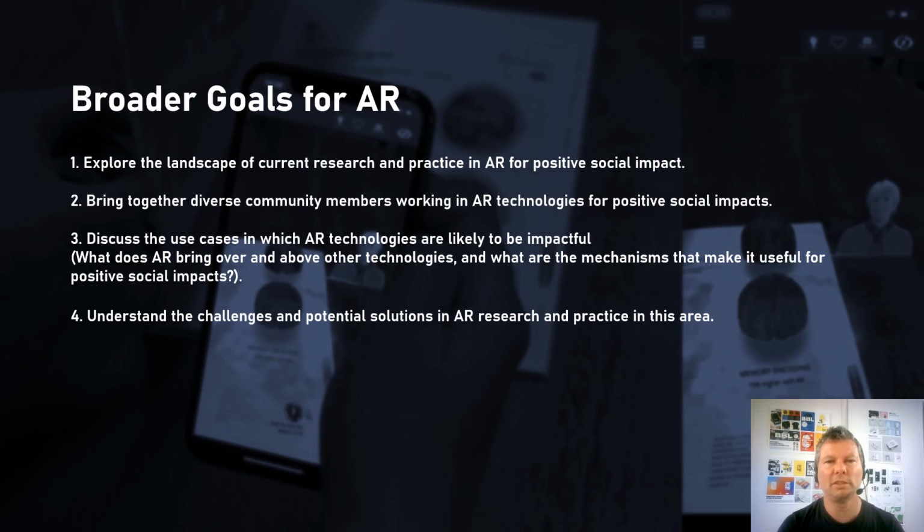What is interesting is that if we are to understand the challenges and potential solutions in AR research and practice, we should certainly look towards design methodologies, which brings us full circle to promoting a service design approach that can empathise and identify key challenges and opportunities for any end user.